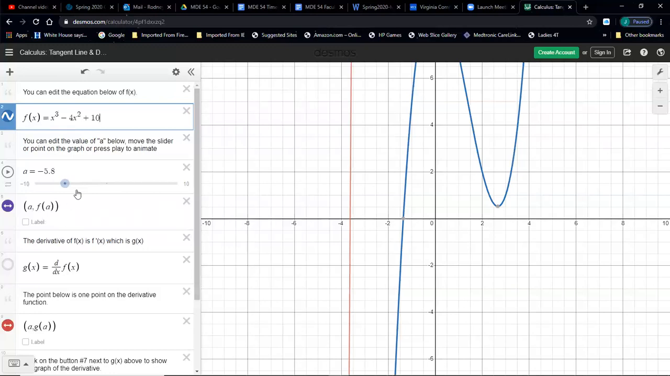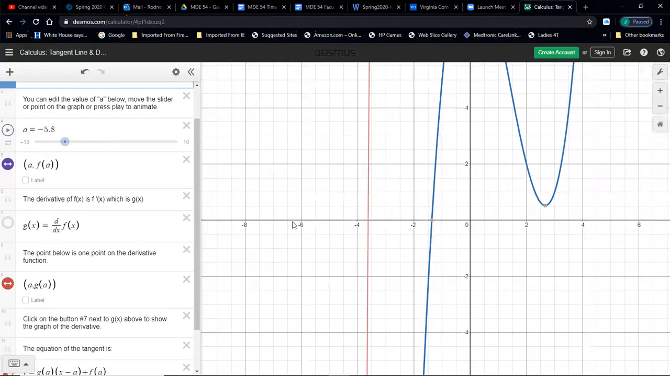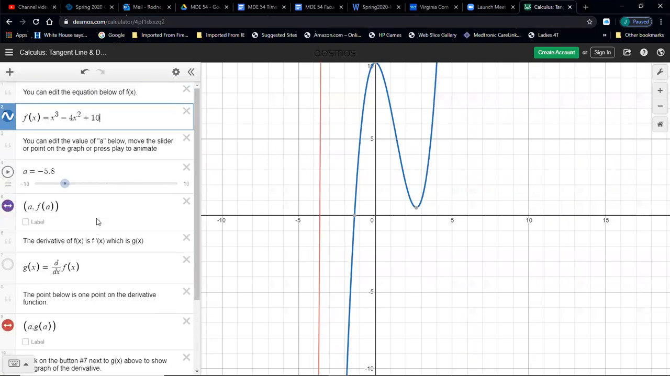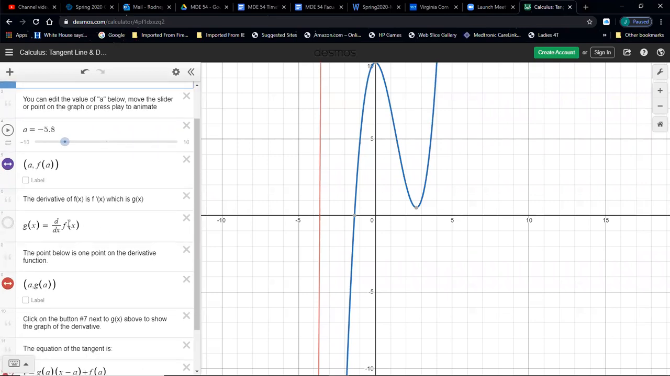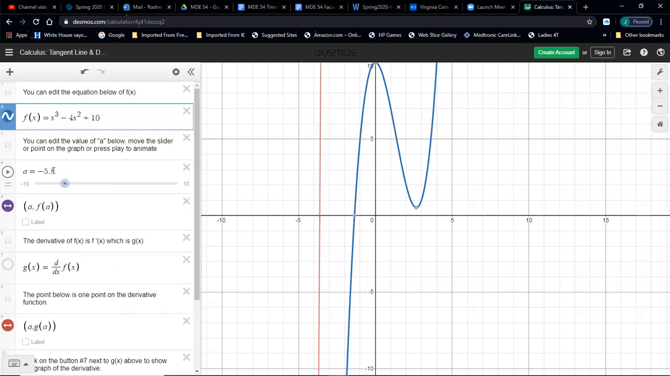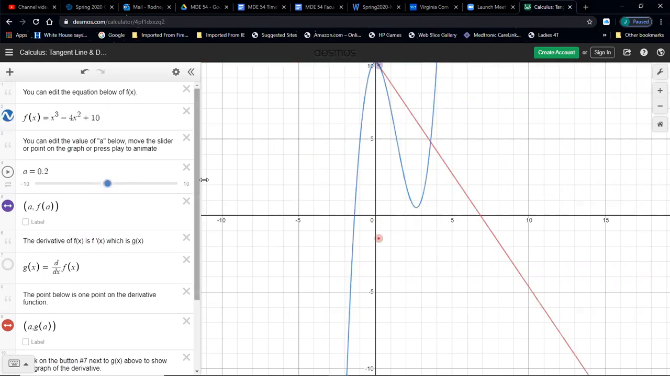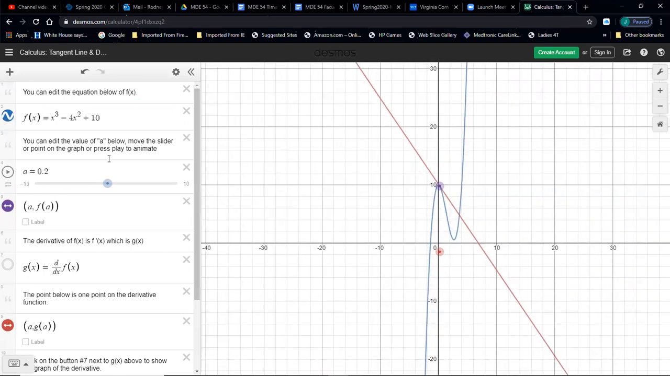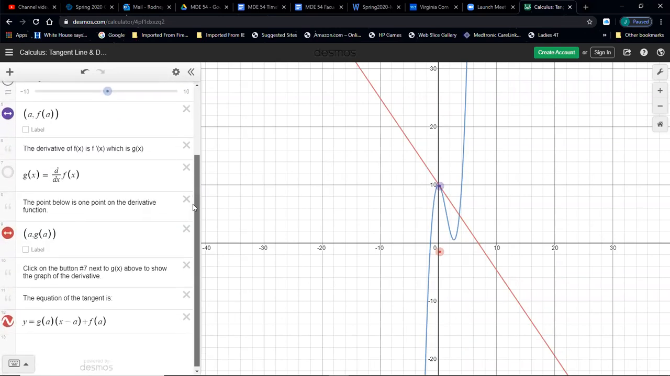Then the derivative. This is not exactly the same as the link I have, but that's okay. G of X, A, there we go. All right, so let me pull this out some, move the window. So all I did was I typed the function and it automatically gives us the derivative. We don't have to type it in this version. I like the version where you have to.